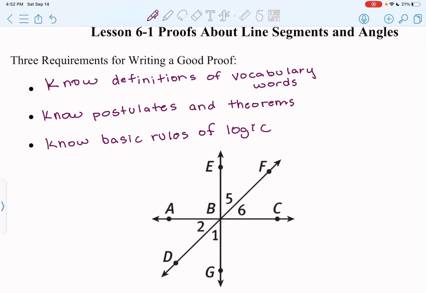Everyone, and welcome to this video going over Lesson 6.1, Proofs about line segments and angles. In this video, we are going to be warming up to write our very first geometric proof.